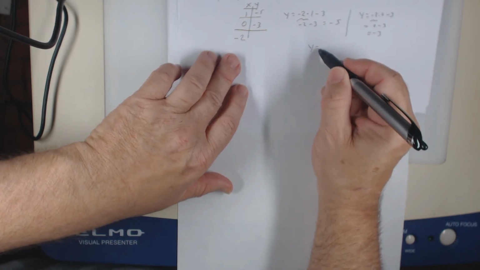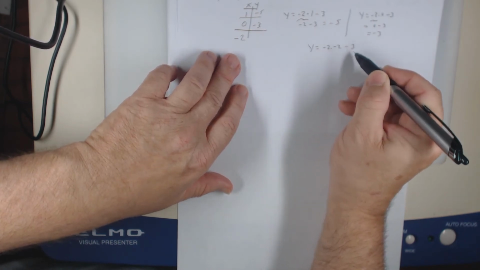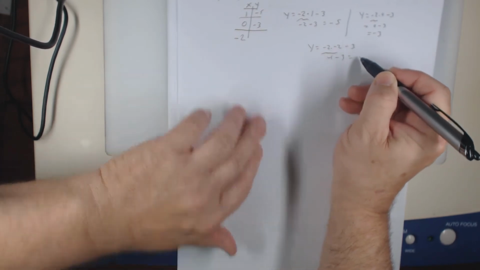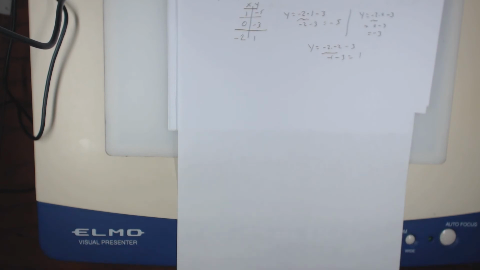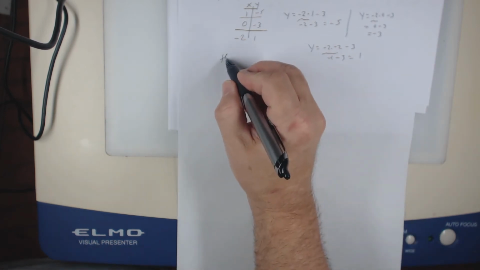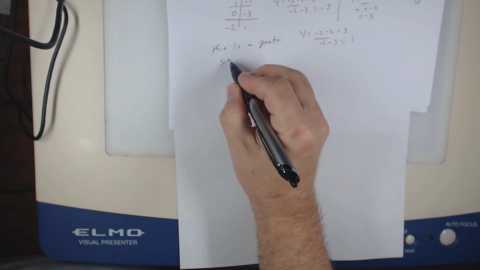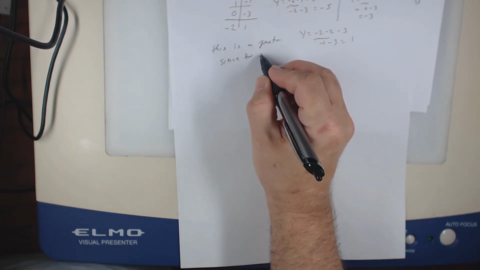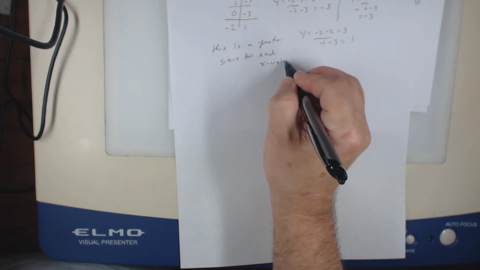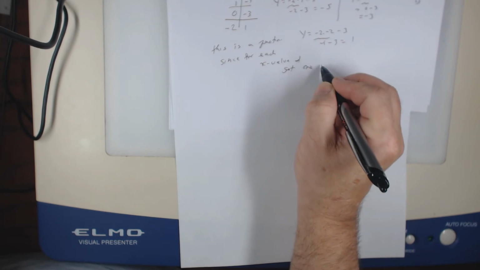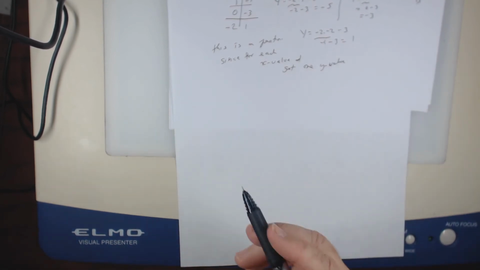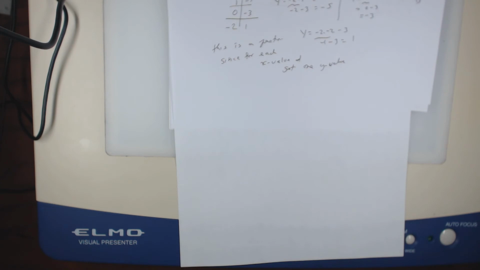All right. When x is negative 2, you get y equals negative 2 times negative 2 minus 3, right? So that's 4 minus 3, which is 1. So at this point you can say, well, it looks like no matter what I use for x, I'm going to get just 1 y value. So this is a function. This is a function since for each x value I get 1 y. And you determine that from using a t-table. That's what you did. Okay?